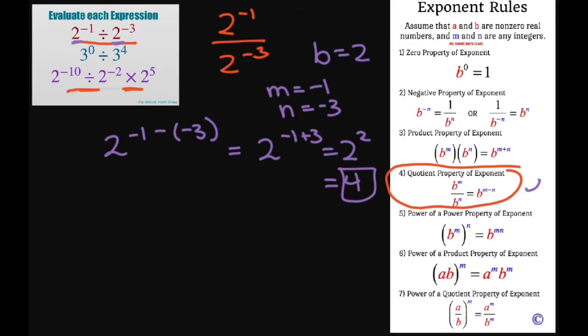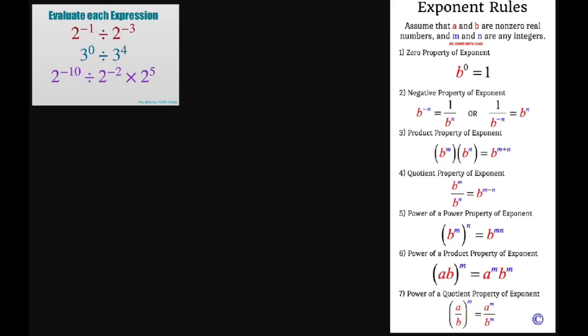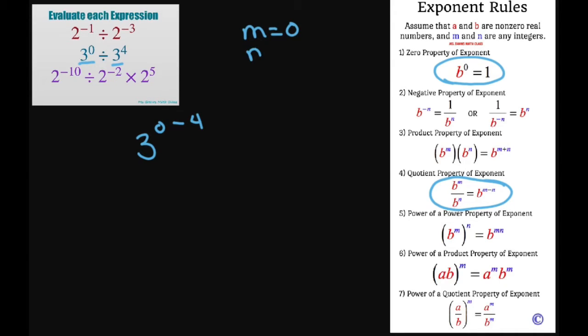All right, let's try the next one. Again, anything to the power of 0 is 1, but what we can do is use the quotient property since we have the same base here and write this as 3 to the power of 0 minus 4, because your m is 0, your n is 4, and you're supposed to subtract. Our bases are the same.